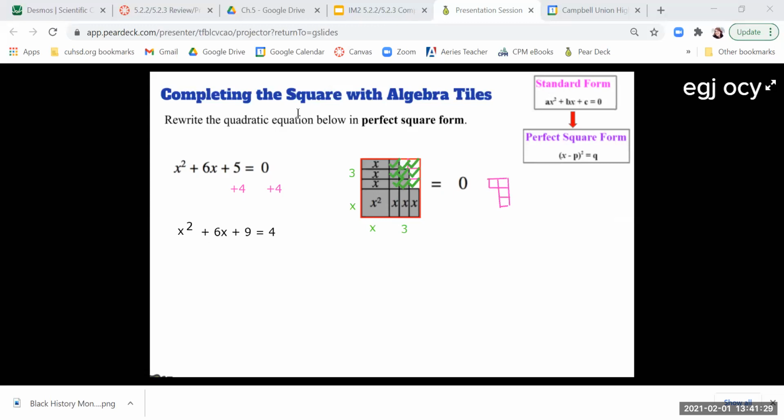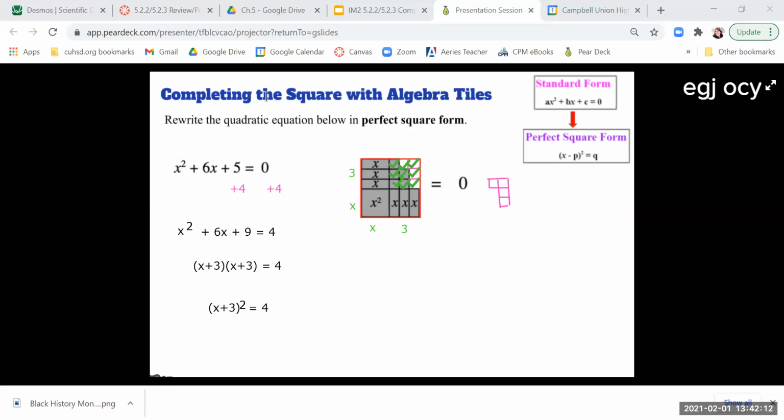So our factors will look like x plus 3 times x plus 3 equals 4, which we can then write as x plus 3 squared equals 4. I'm just going to get my exponent. Okay, so x plus 3 squared equals 4, and now I'm in perfect square form.